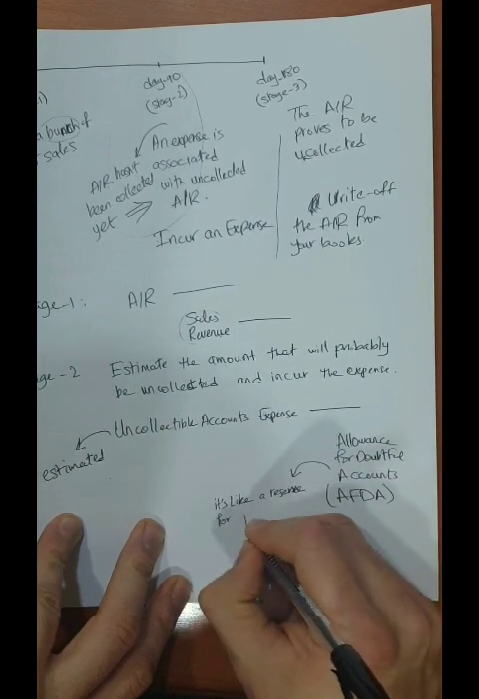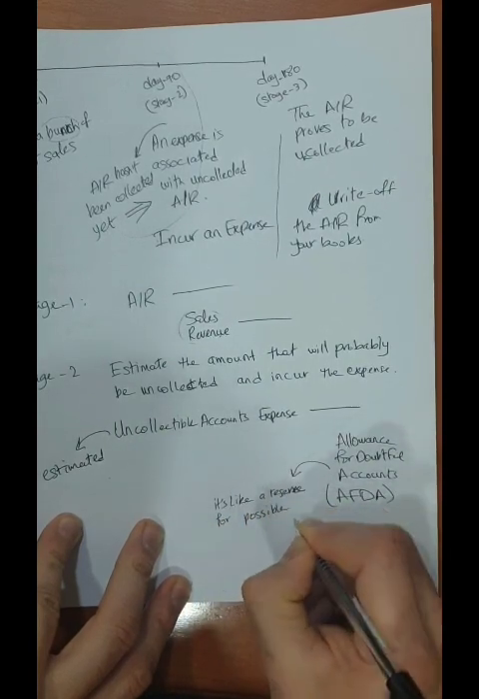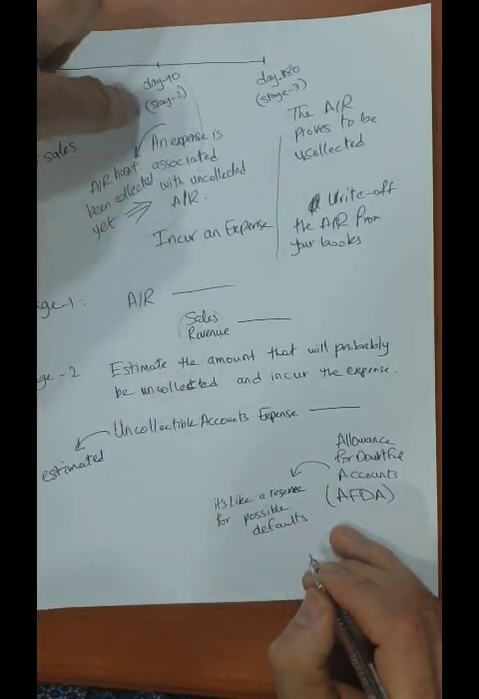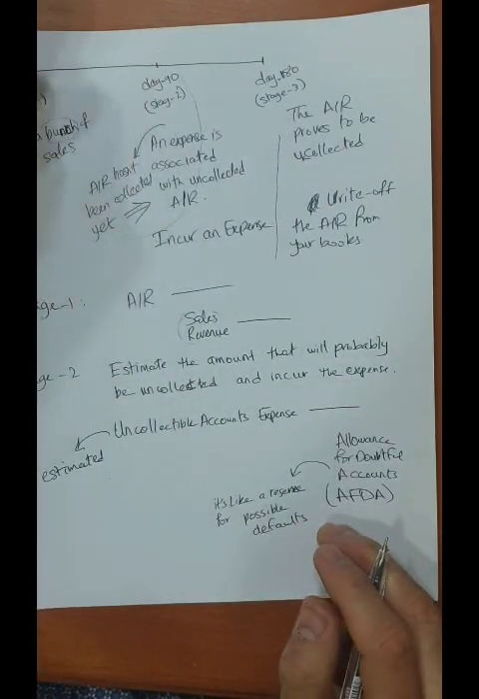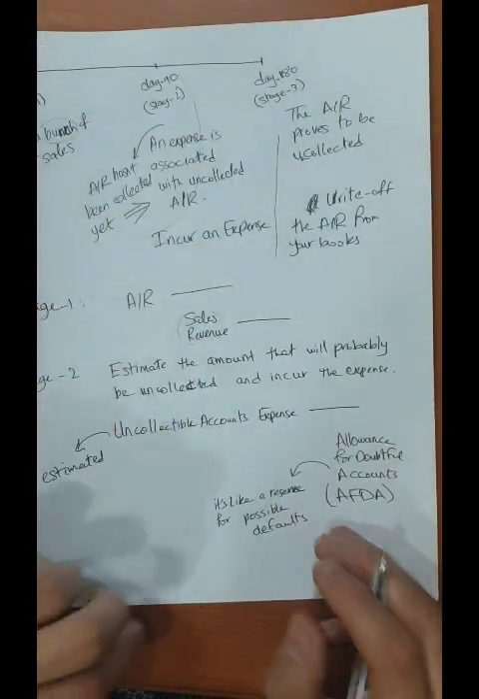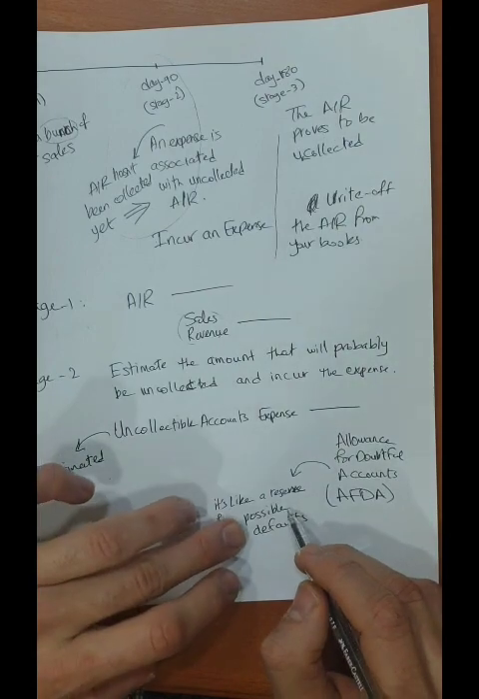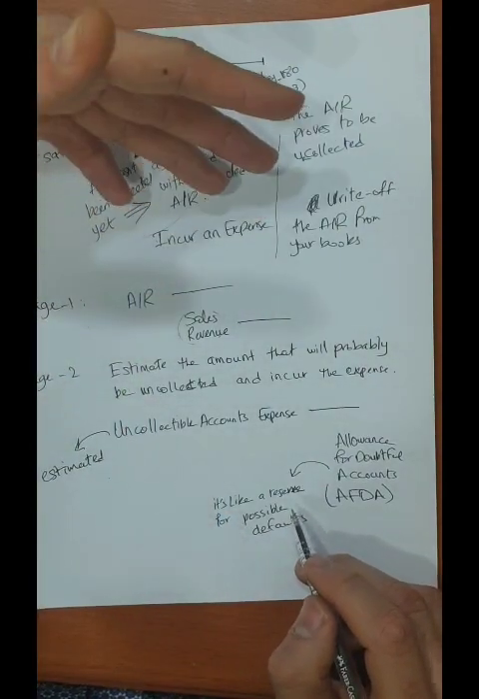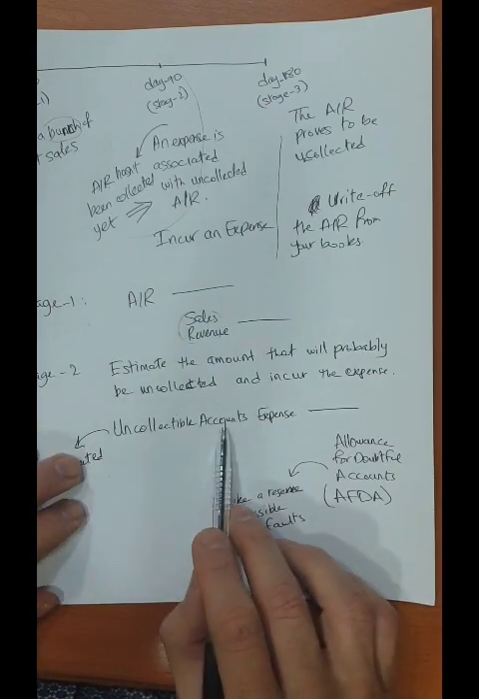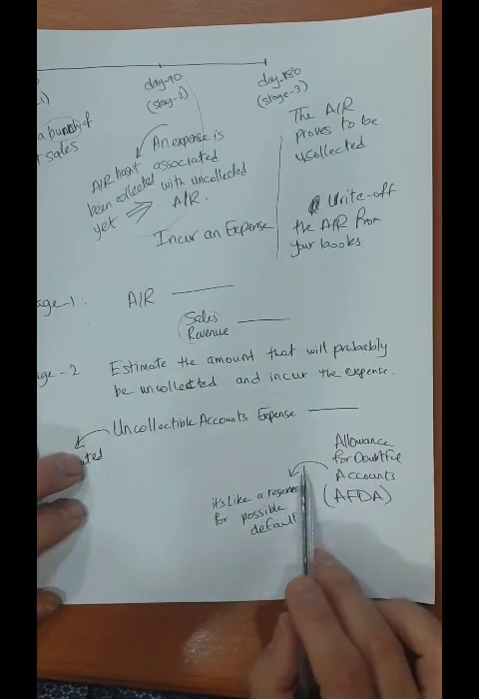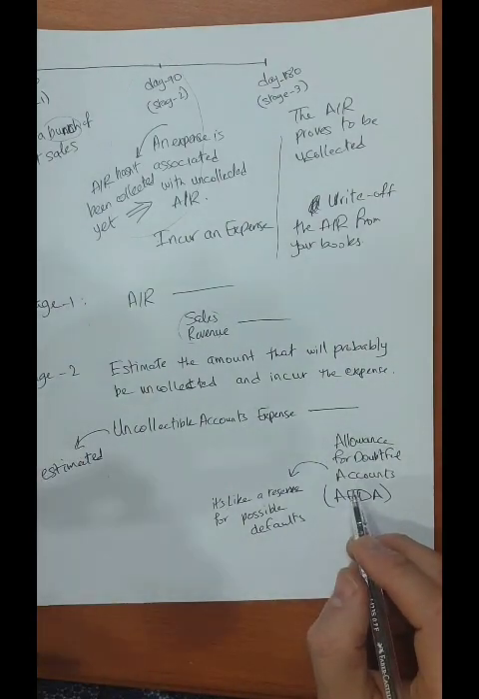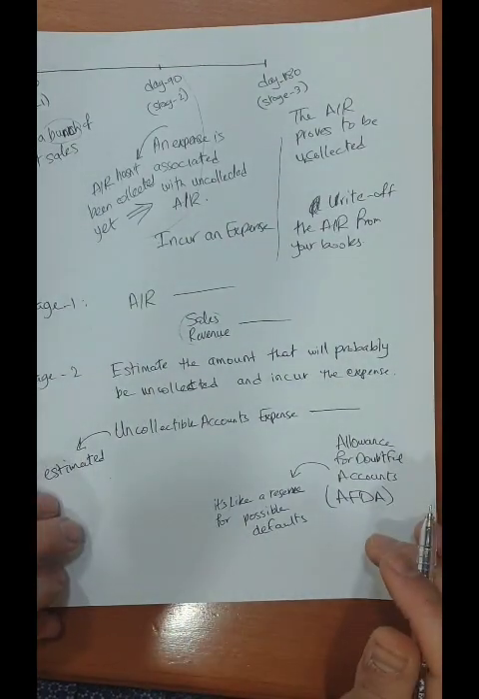It's like a reserve for possible defaults. So we're still in stage 2. We are suspecting that some of these credit sales will be uncollected in stage 3. So we need to create this reserve that accounts for these likely uncollectible accounts. So the expense is called an uncollectible accounts expense, and this is the AFDA account, which is a contra asset account. It decreases account receivables.